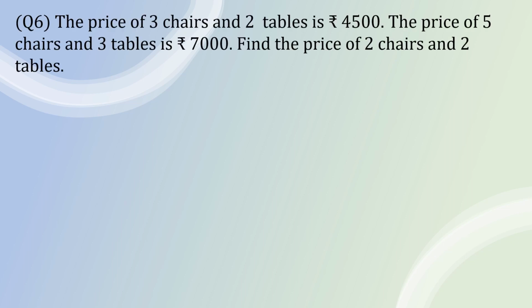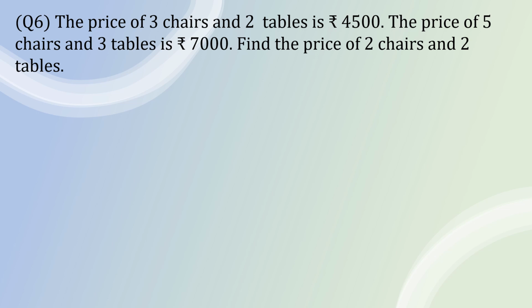Question number 6. What is given? The price of 3 chairs and 2 tables is rupees 4,500. The price of 5 chairs and 3 tables is rupees 7,000. Find the price of 2 chairs and 2 tables. You have to find the price of 2 chairs and 2 tables.